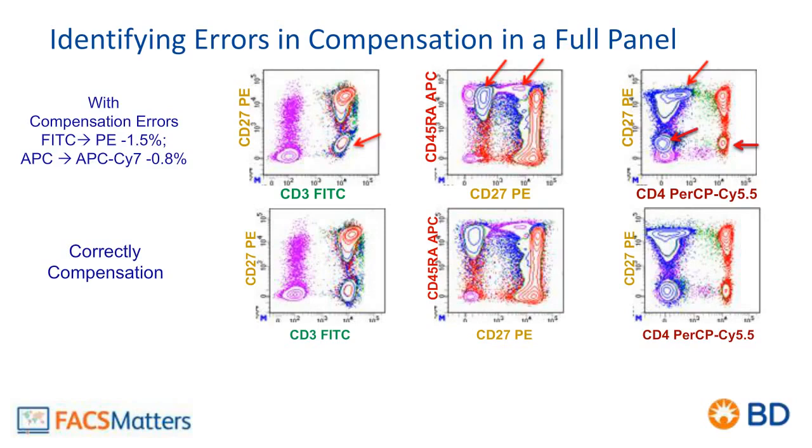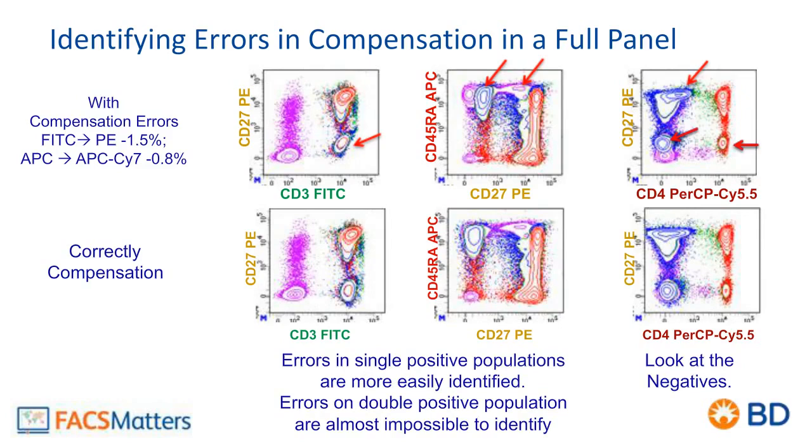But when I look at that, do I compensate PE into APC? Is that what's causing that population to be pulled out? And the answer is no. The error there is coming from your 50 PE compensation. So it can be, that's what I mean, it can be very difficult to understand by just looking at your multicolor populations where your error is coming from. Your knowledge of the panel and looking at who spills into who will give you some insight, but we'll talk about a better approach to that.